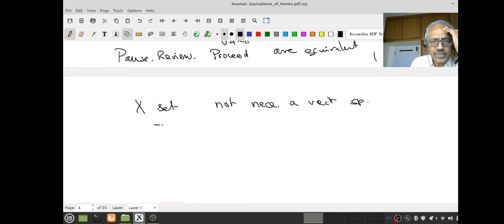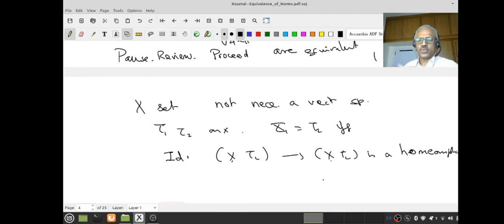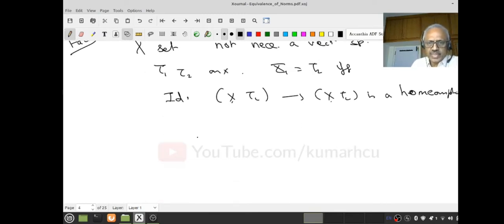Suppose I have two topologies, tau 1 and tau 2, on X. Then tau 1 equals tau 2 if and only if the identity map from (X, tau 1) to (X, tau 2) is a homeomorphism. Of course, you can also change it to (X, tau 2) to (X, tau 1). So this is the first fact from topology. Let's quickly go through that.